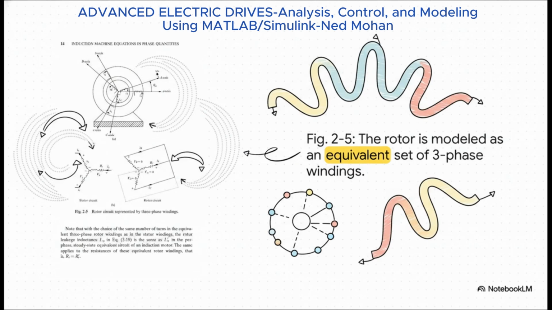And here it is. This is that brilliant leap. We simply decide to model the squirrel cage as if it were an equivalent set of three-phase windings, just like the stator. Now, you might be asking, why are we allowed to do that? Because magnetically, the stator doesn't know the difference. It only sees the total magnetic field that the rotor produces. As long as our imaginary winding creates the exact same field as the real rotor bars, our model is perfect.